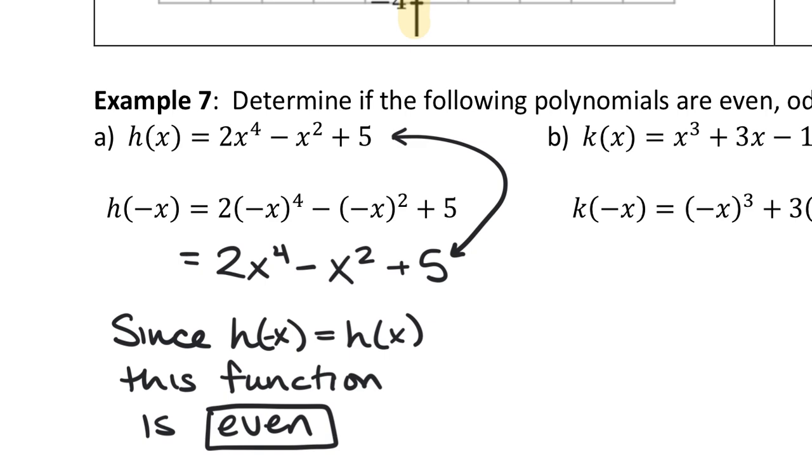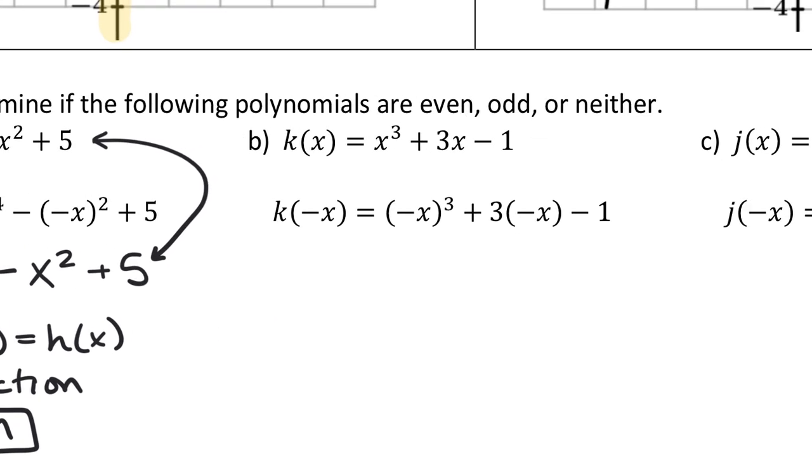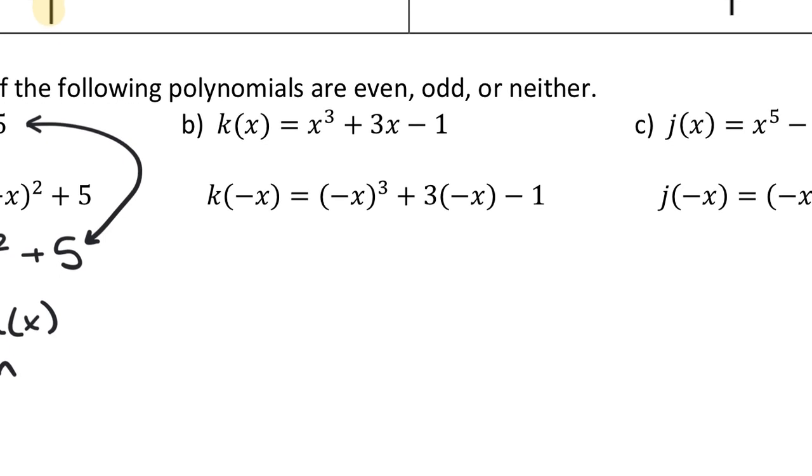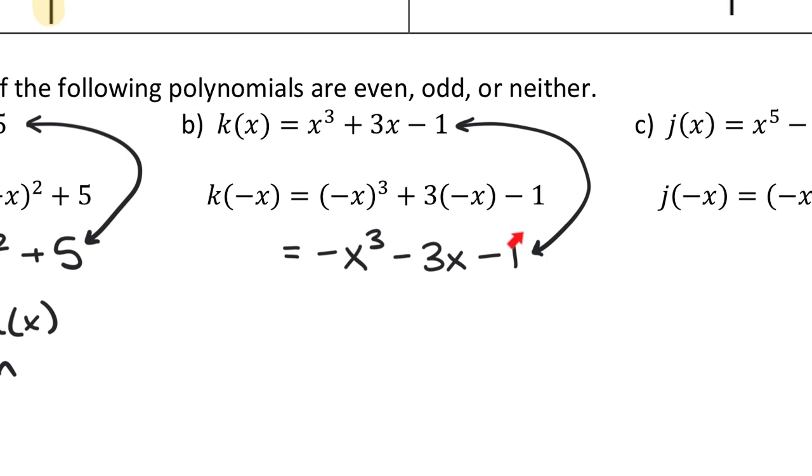Can we do it again? So here's the k of x function. For the k of x function, I'm going to plug in negative x. I got you started. For the first one, negative times negative times negative is negative, so this is negative x cubed. And then 3 times negative x is negative 3x. And I have minus 1. Compare. Are they exactly the same? No. Are they exactly opposites? No, they are not exactly opposites. I know this sign changed. I know this sign changed. But did this one? No.